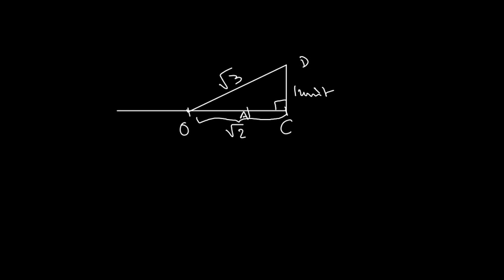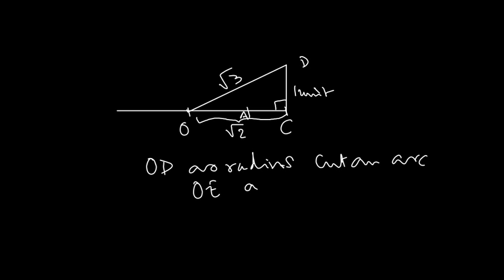This is root 3. So again, this is not on the number line. So what we do, we take OD as a radius and cut an arc OE along OC on the number line. Exactly. You have to go incrementally actually. So OE represents root 3.